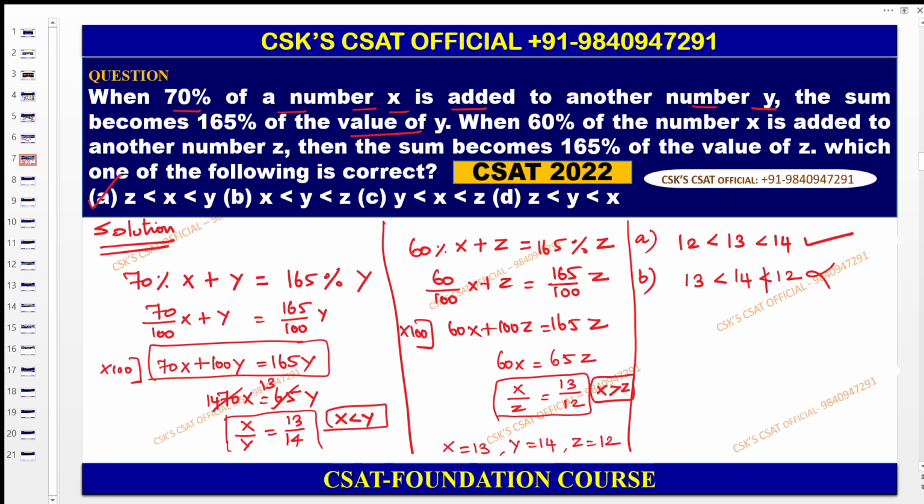Now you can go with C. y is 14, 14 less than 13? No. That itself you can eliminate. Now D option. z is 12, less than y. 12 is less than 14. Correct. Now less than x. x is 13, so is 14 less than 13? No. Therefore eliminate. So only one is right.